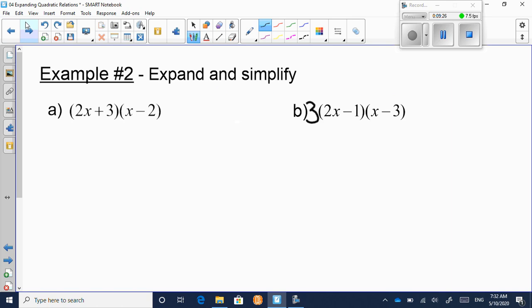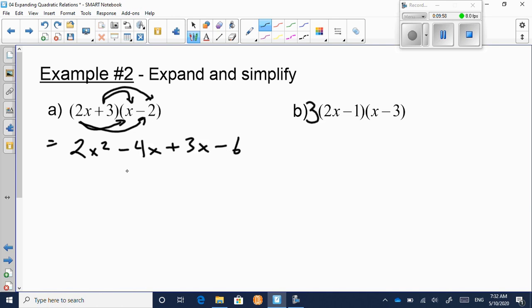Okay, let's do another couple of examples of this. So here we go. Expand and simplify. You're going to have to do some of these for homework. All right, so here we go. First, 2x times x. Well, that's 2x squared. So first, outer, 2x times negative 2 is negative 4x. Inner, plus 3 times x is plus 3x. And last, plus 3 times negative 2 is negative 6. Combine your like terms. So negative 4x plus 3x is negative x minus 6.